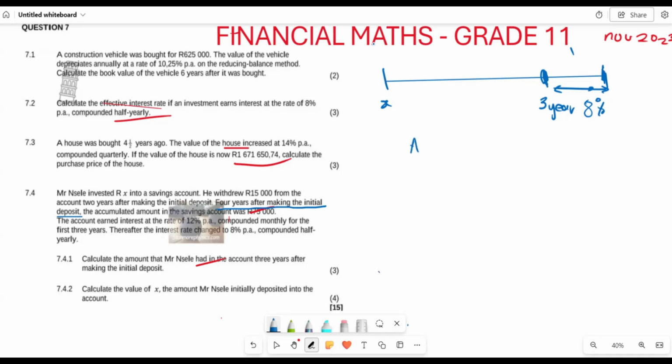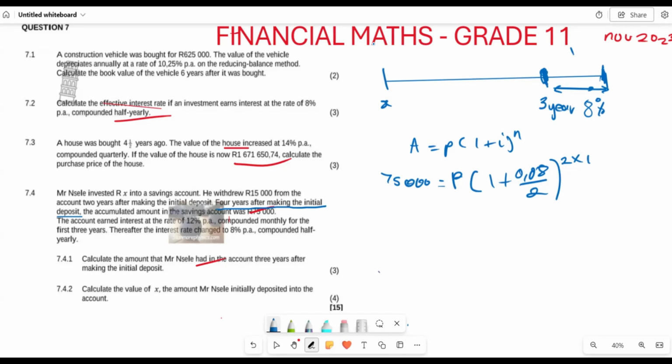So here we are going to say A is equal to P into 1 plus i to the power of n. The accumulated amount, they said, is 75,000, equal to the principal amount, which we don't know, times 1 plus the interest that was earned here, 0.08 over 2. Then what is going to be the n? The n that you are given here is also semi-annually for the last year, because they want you to know the amount of money that was in there after making the initial deposit. So what are you going to have here?